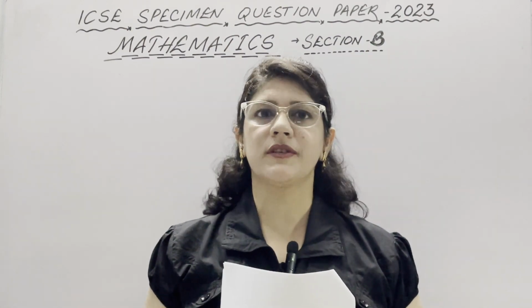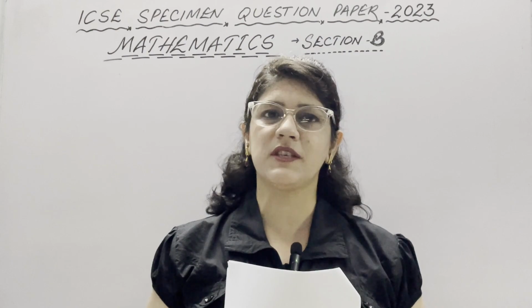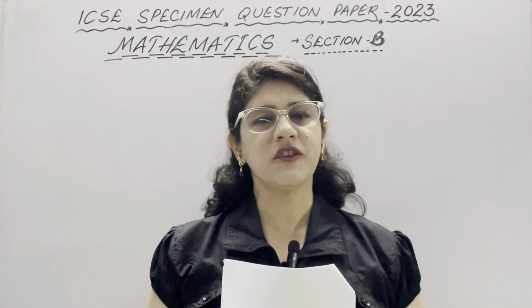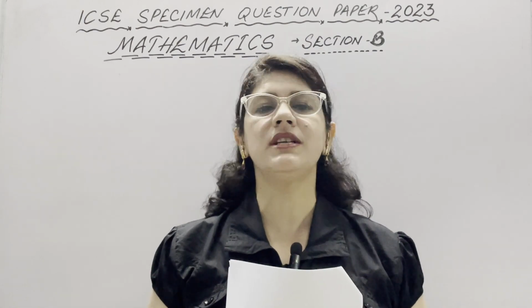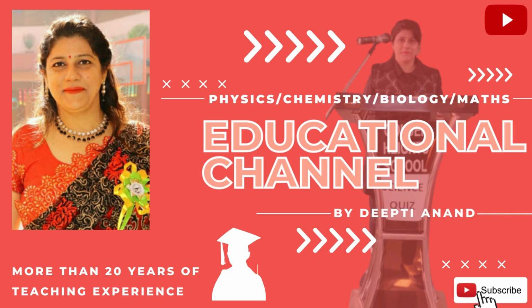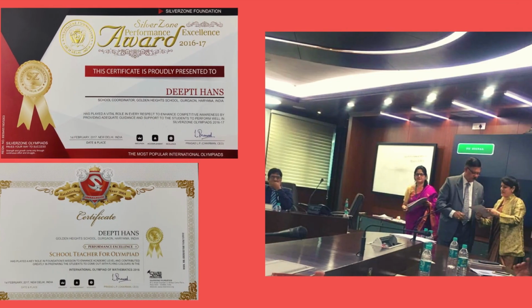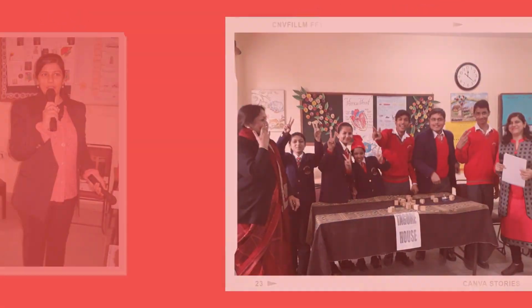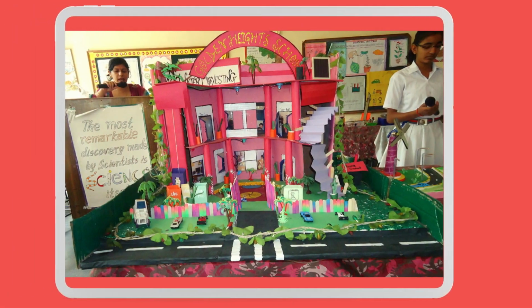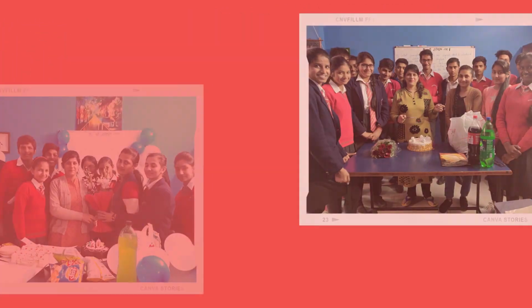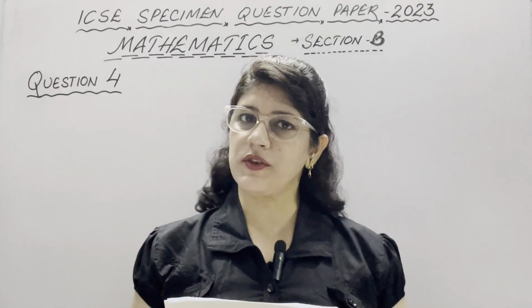Today we are going to discuss Mathematics ICSE Specimen Question Paper 2023 Section B. In Section B we have 7 questions. Out of these 7 questions, we need to attempt only 4 questions. Let us start with question number 4.